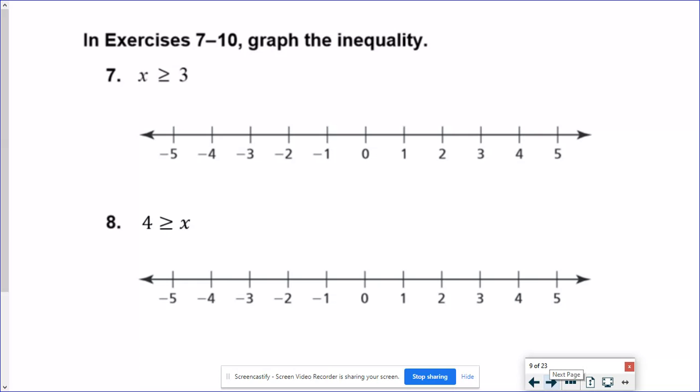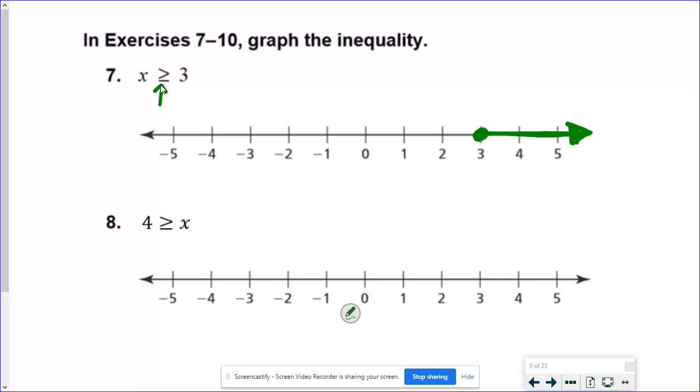7 and 8, we're graphing these inequalities. Now, in number 7, the x is first. That makes this really easy. This tells me that it's going to be a filled-in circle because it's got that half of an equal sign. So at 3, filled-in circle. And x is greater than 3. The numbers that are bigger than 3 are going to be numbers like 4 and 5. And then we just shade the arrow at the end.